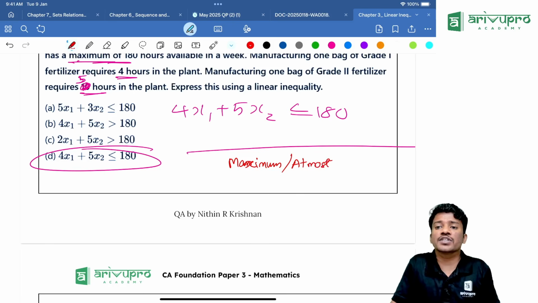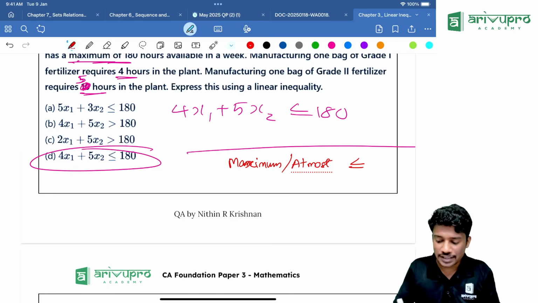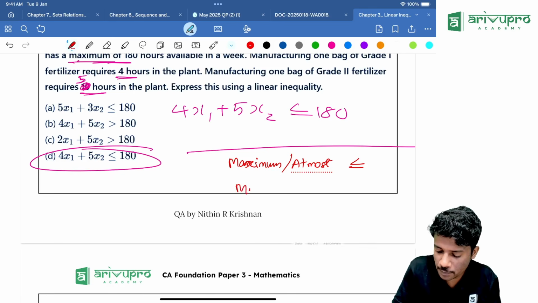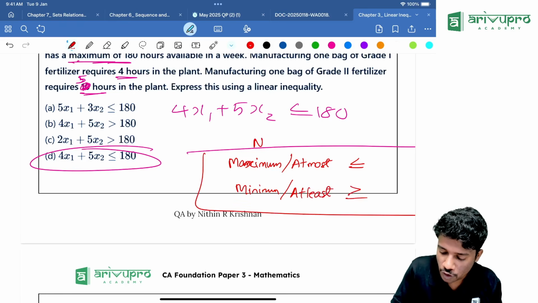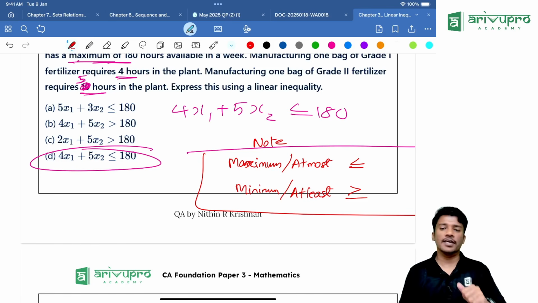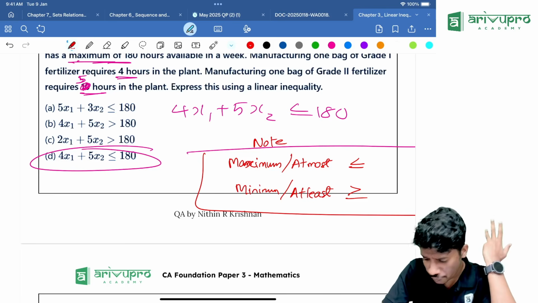There we will use which sign? The less than or equal to sign we will use. Then for minimum or at least, we will use the greater than or equal to sign. Make a note of this. Very important. It can help you, maybe in the future.